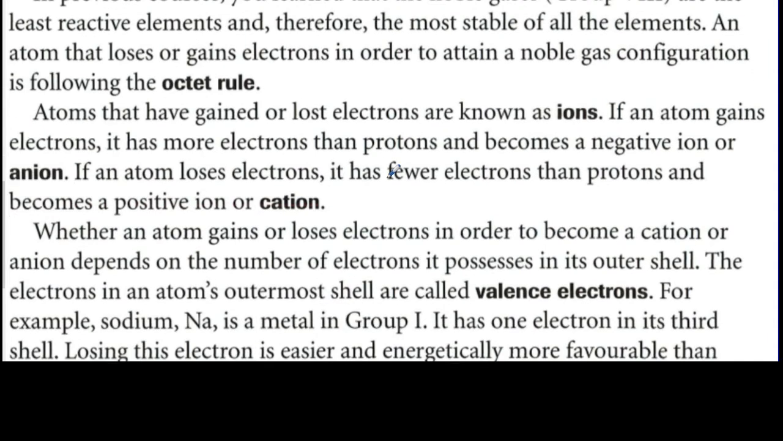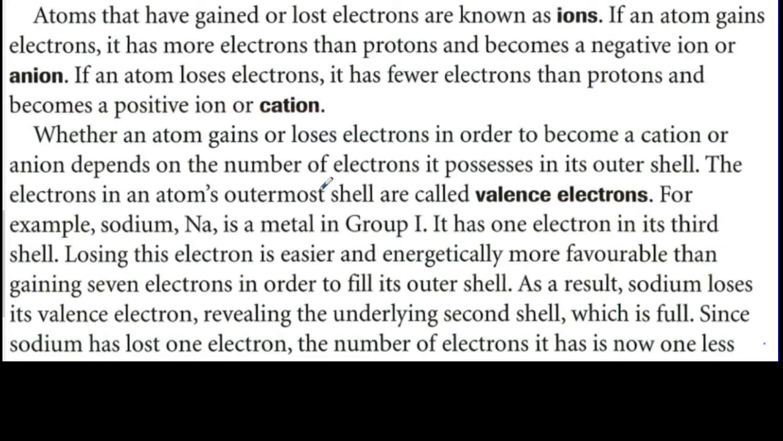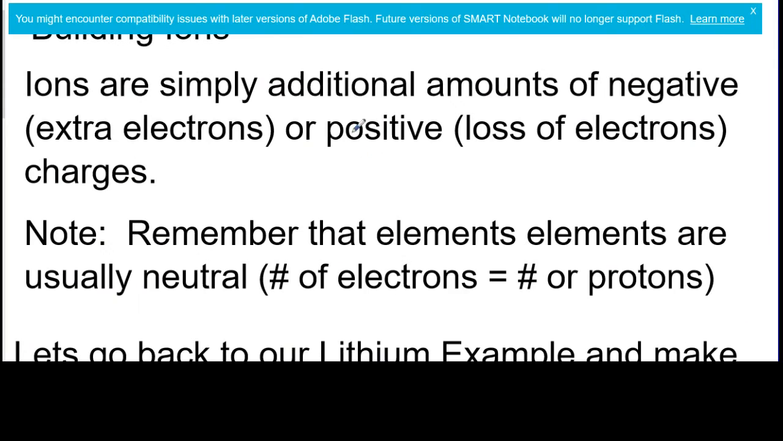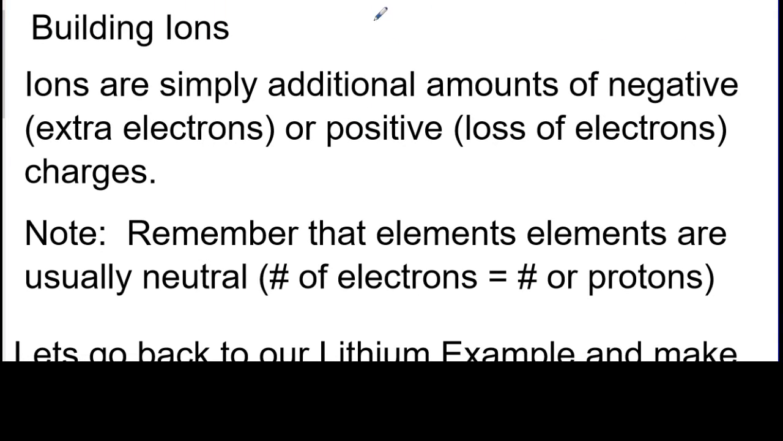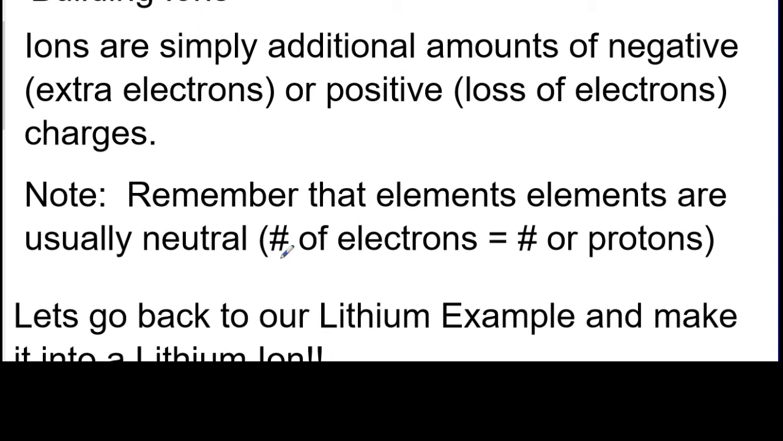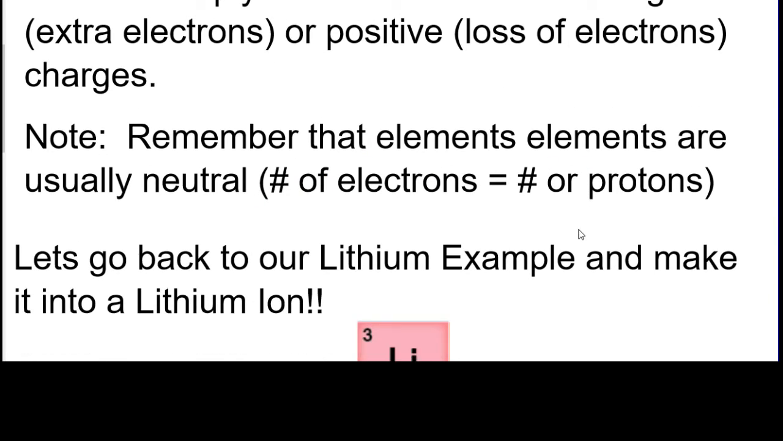Whether an atom gains or loses electrons in order to become a cation or anion depends on the number of electrons it possesses in its outer shell. The electrons in the atom's outermost shell are called the valence electrons. So the ones that are hanging on the outside group are called valence electrons. Ions, like I said, are simply additional negative charges from extra electrons, or positive charges from loss of electrons. Note, remember that elements are usually neutral, so the number of electrons equals the number of protons.